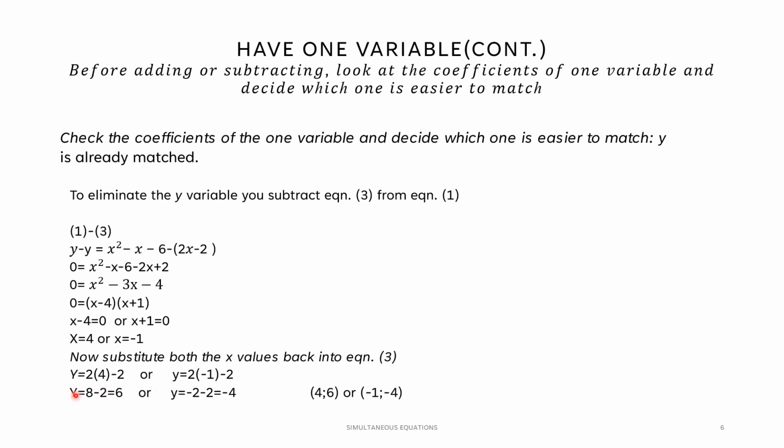Then you have y equals 2 into 4 minus 2, and that will give us 8 minus 2, which is 6. And for the second one, we substitute the second x value, which is minus 1, and we have y equals 2 into negative 1 minus 2, and that will be minus 2 minus 2, which is minus 4. So now we get our pairs of answers of x and y values, which is 4 and 6, and negative 1 and negative 4.